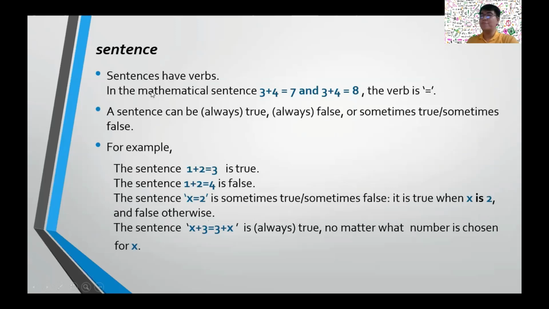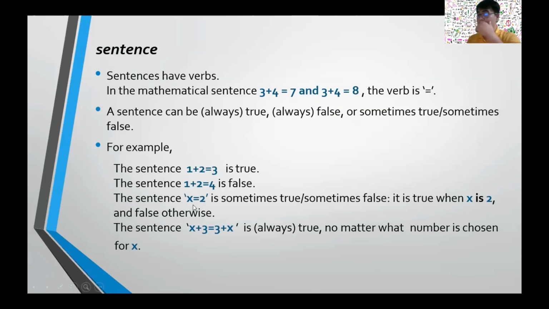However, sentences have verbs. In mathematical sentences, we could say that 3 plus 4 is 7. Or we could say that 3 plus 4 is 8. And since it has a verb, the equality sign, then we could now measure whether the statement is true or false, because it is already expressing a complete thought. Is the thought being expressed true or false? The sentence 1 plus 2 is equal to 3 is true. It is a sentence, it has a complete thought, and it is true. The sentence 1 plus 2 is equal to 4 is false. It is a sentence, it has a complete thought, but it's false.